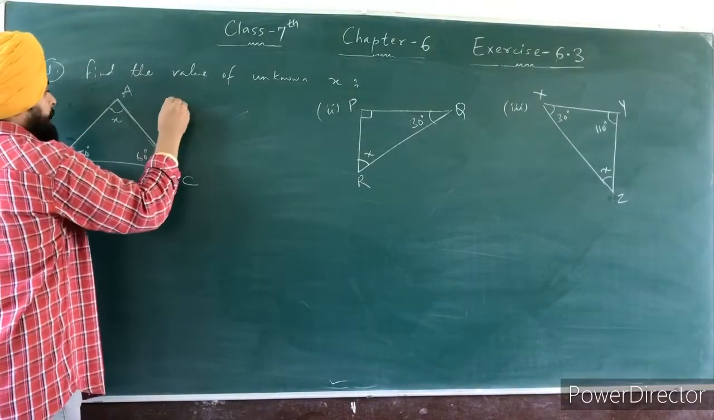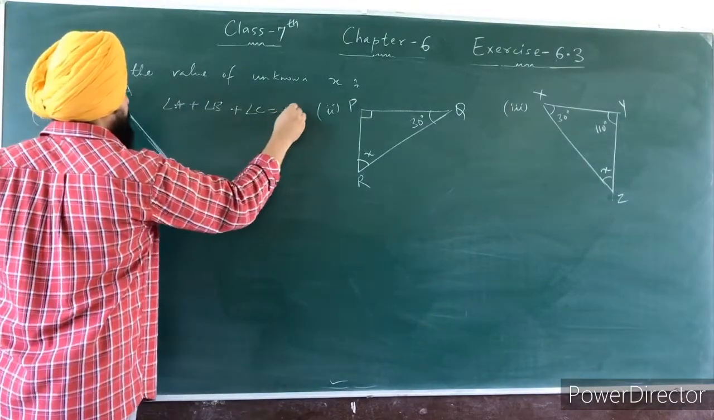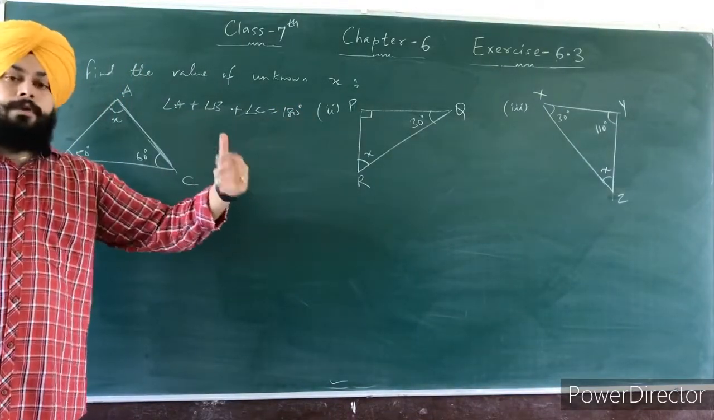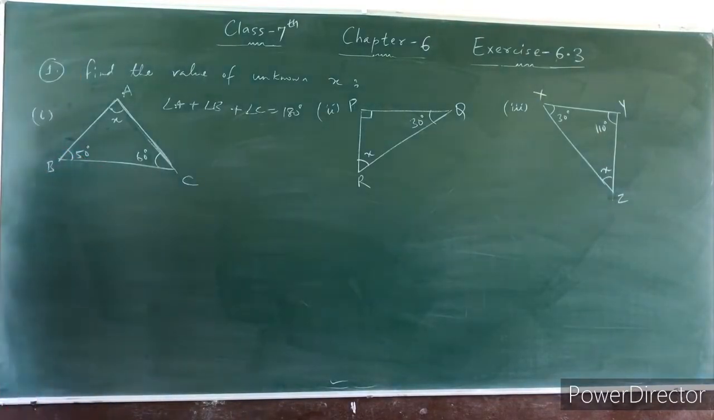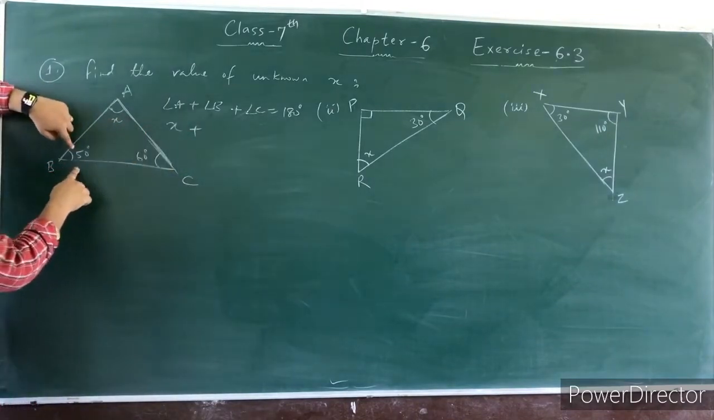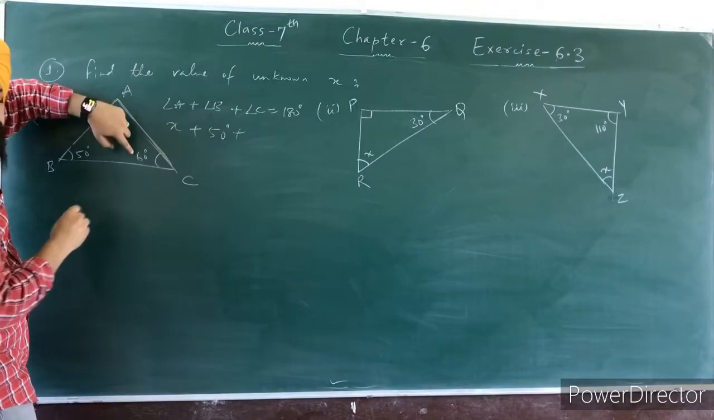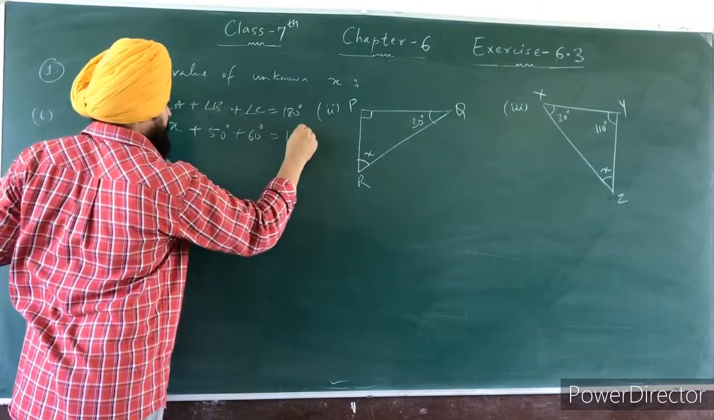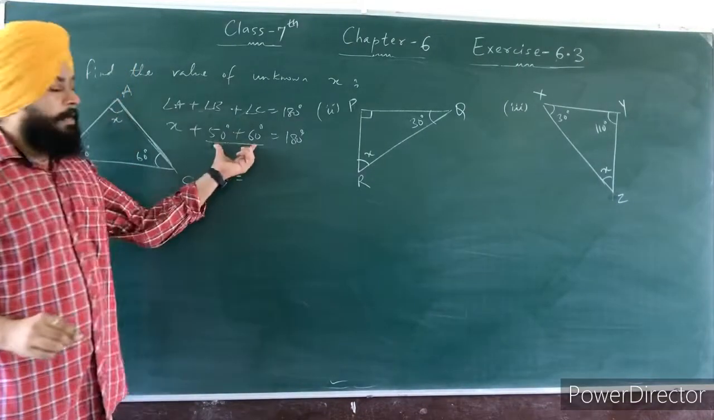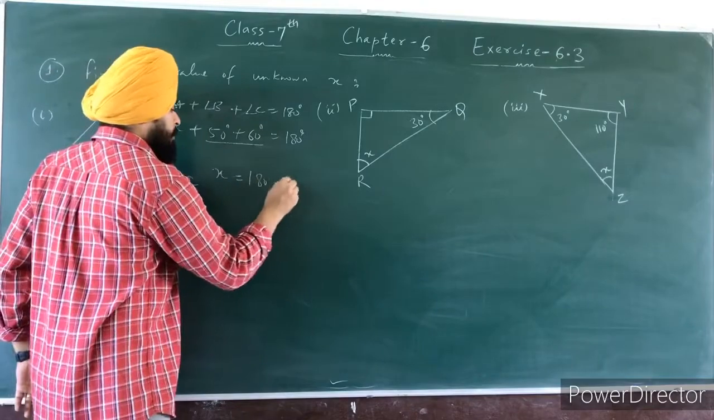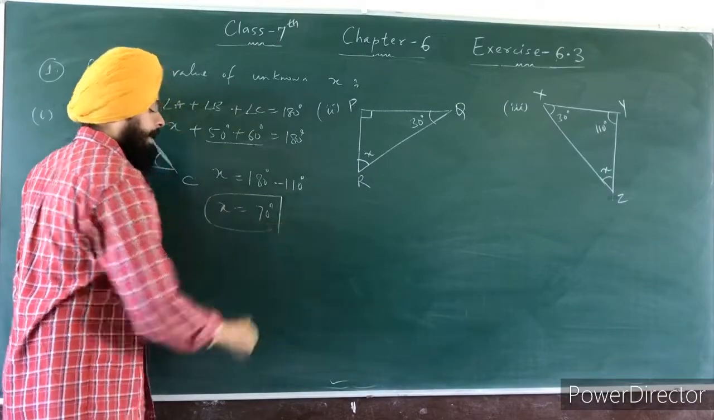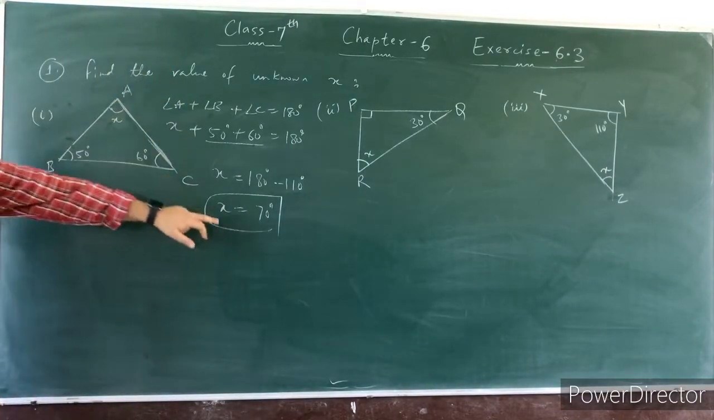So first you can write angle A plus angle B plus angle C is equal to 180 degree. Write the reason: the sum of measure of all the angles in a triangle is 180 degree. Measure of angle A is denoted as x, measure of angle B is 50 degree, and measure of angle C is 60 degree. So 50 plus 60 is how much? 110 degree. When we take this 110 on the right hand side, it is subtracted from 180 degree. So 180 degree minus 110 is 70 degree. It means measure of angle A is 70 degree.